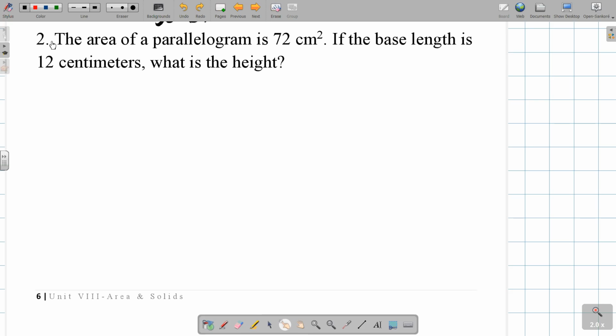Read this out loud. Finger on the paper. The area of a parallelogram is 72 centimeters squared. Base length is 12 centimeters. What is the height? Underline your key words.